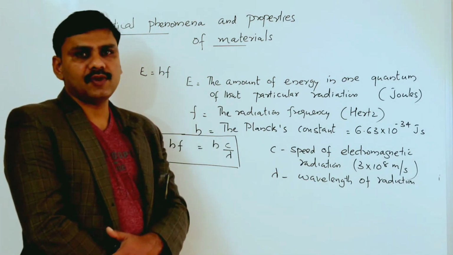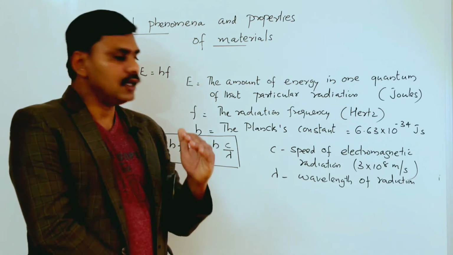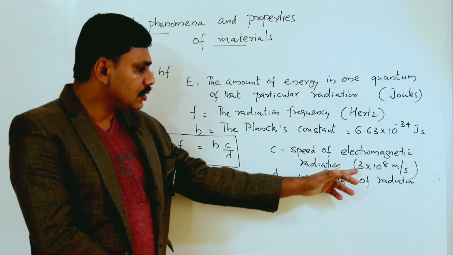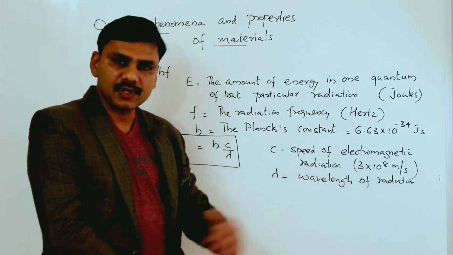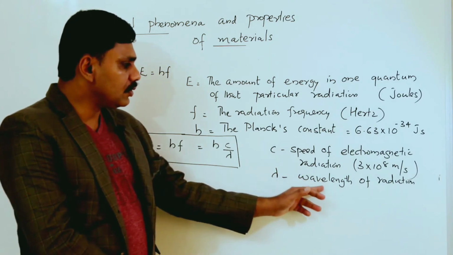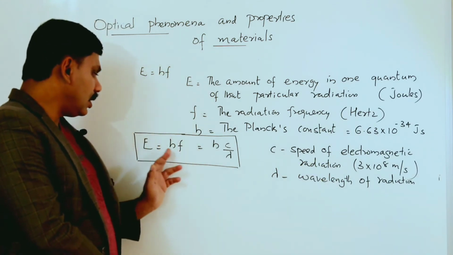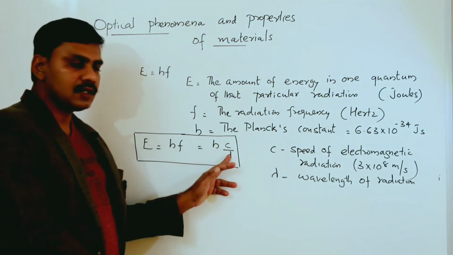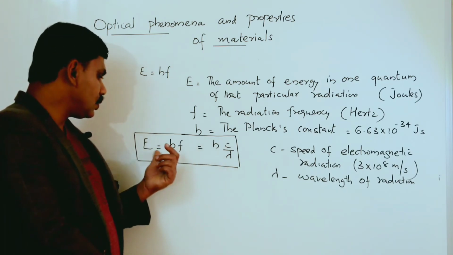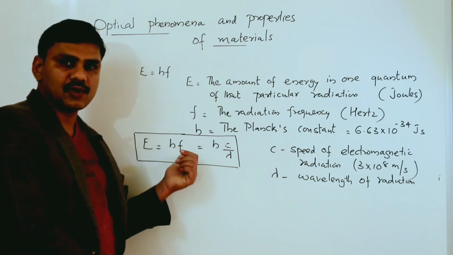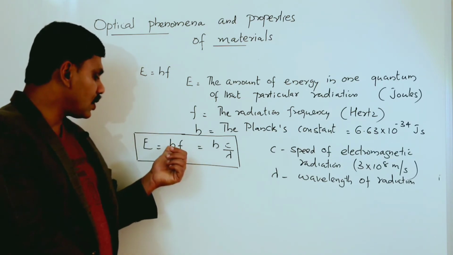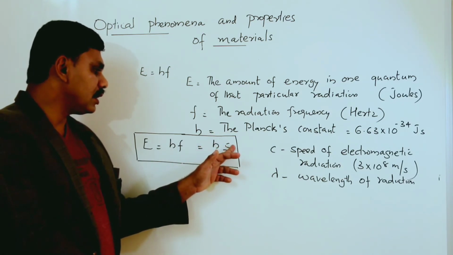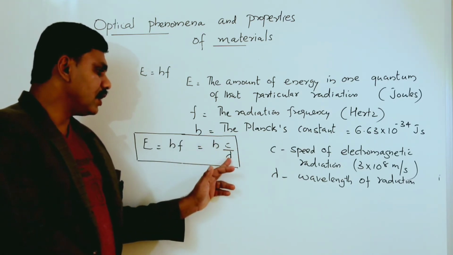So in photoelectric effect we are allowing electromagnetic radiation. All electromagnetic radiation has a speed of 3 multiplied by 10 to the power 8 meter per second. Lambda is the wavelength of radiation. So there are two equations: in terms of frequency, E equal to hf, then in terms of wavelength, hc by lambda. So these two equations represent the energy of electromagnetic radiation. H is Planck's constant, f is the frequency of light falling, c is the speed of light, that is the electromagnetic radiation, lambda is the wavelength of light.